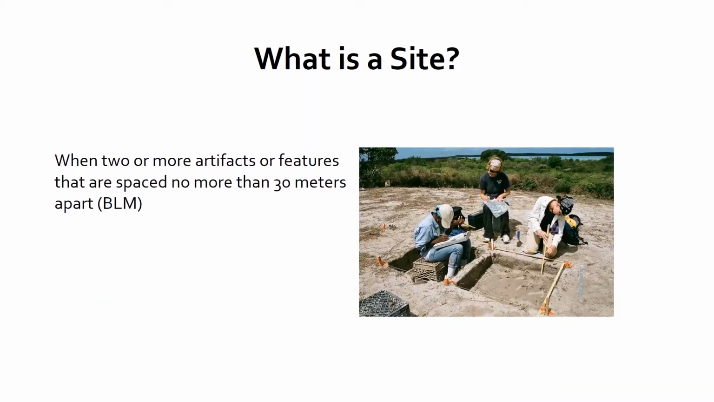Terminology. First, what is a site? A site is when two or more artifacts or features are spaced no more than 30 meters apart. That's according to the Bureau of Land Management. Essentially, it's a location where activities were conducted and artifacts were left behind.